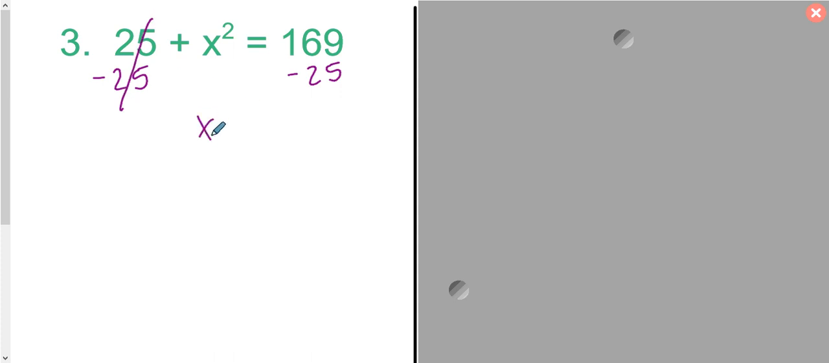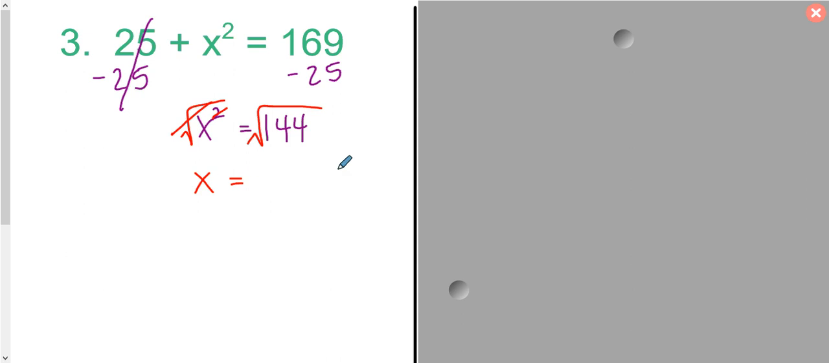25s are going to cancel out, which leaves me x squared. And then 169 minus 25 is 144. I've isolated x squared, so now I can take my square root. That square root is going to cancel out my square, which leaves me x on the left.